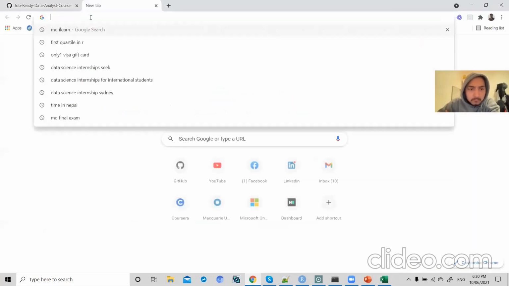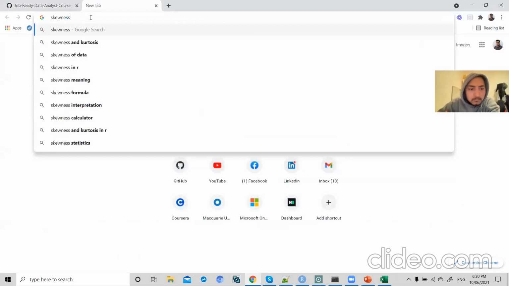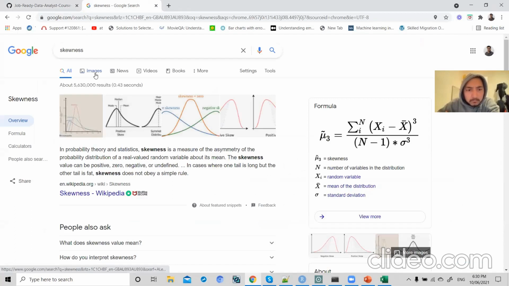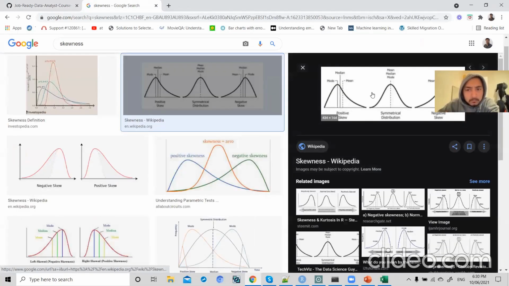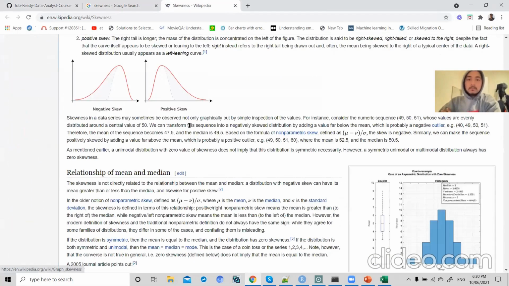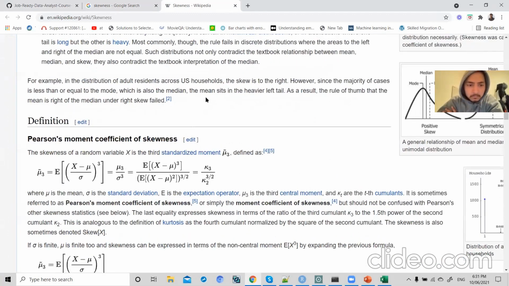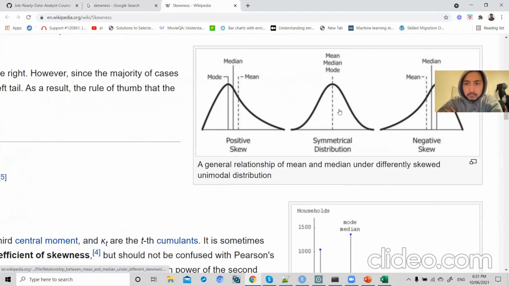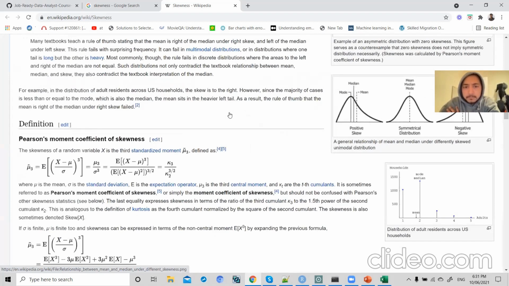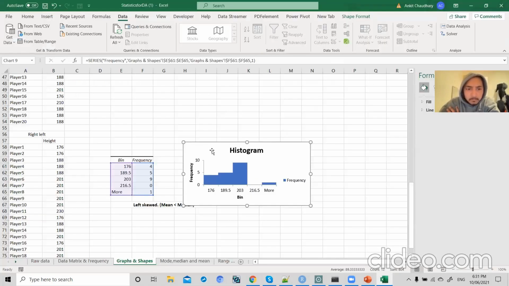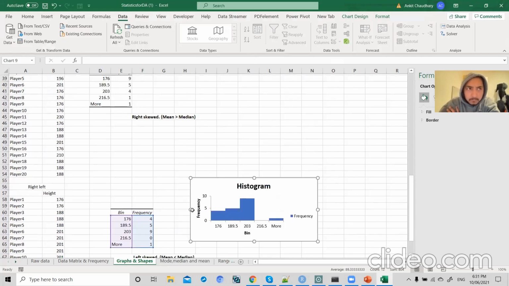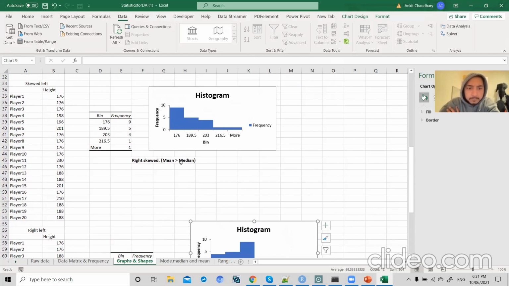If you even Google skew and look at this diagram, you can see the symmetrical one has mean, median, and mode all equal. Okay, so this is left skewed, this is right skewed. Right skewed is often called positive skewed, and left skewed is also called negative skewed. So in left skewed, your mean is always less than median, and in right skewed, your mean is always greater than median.